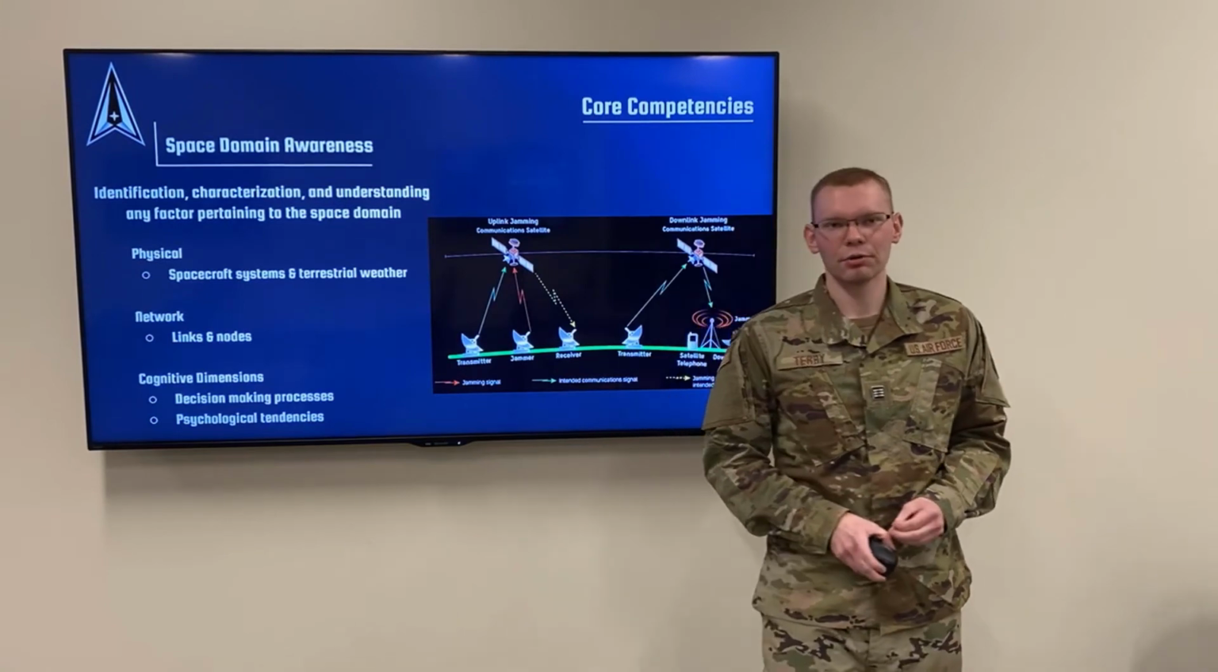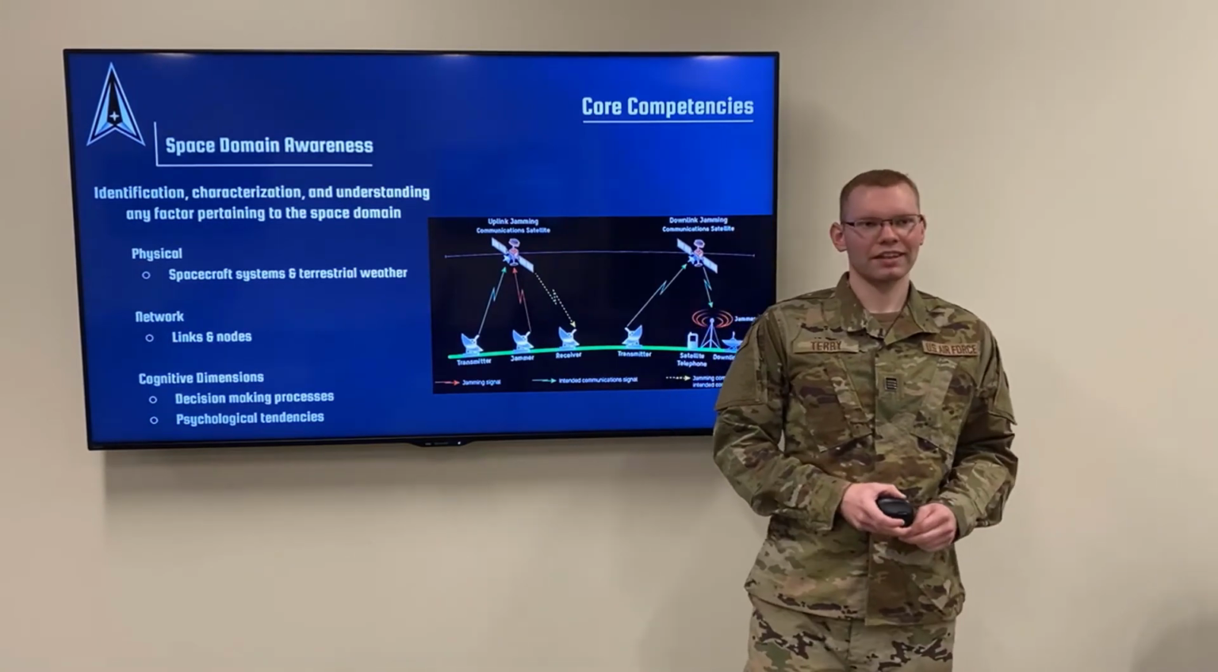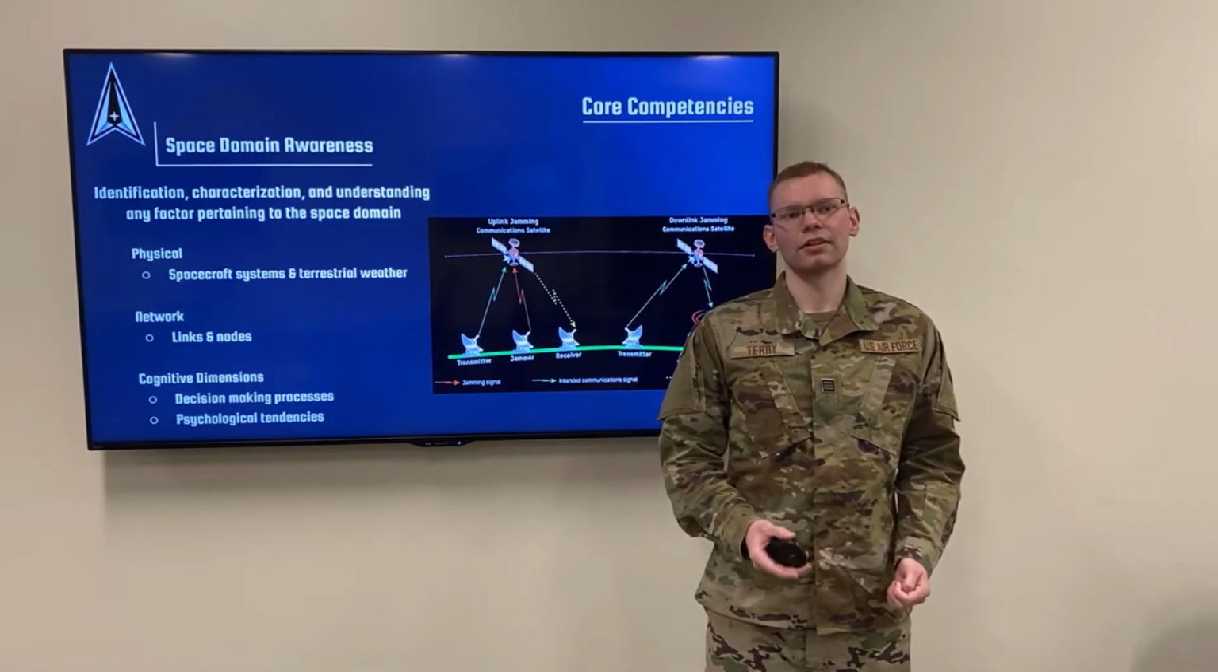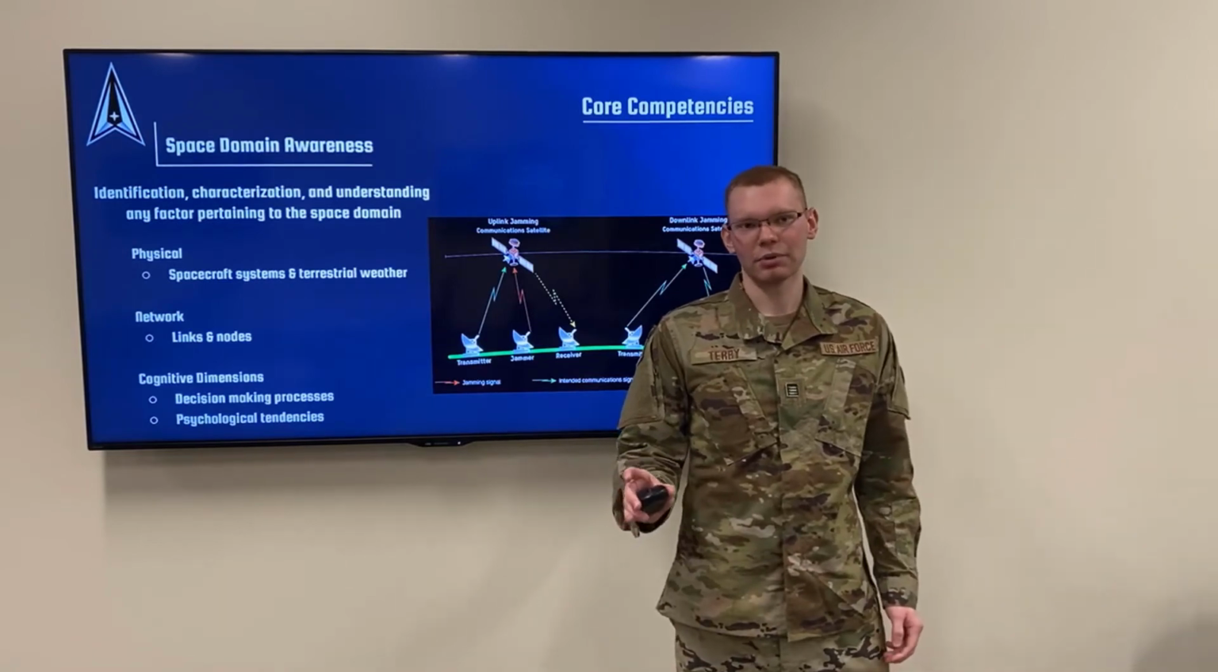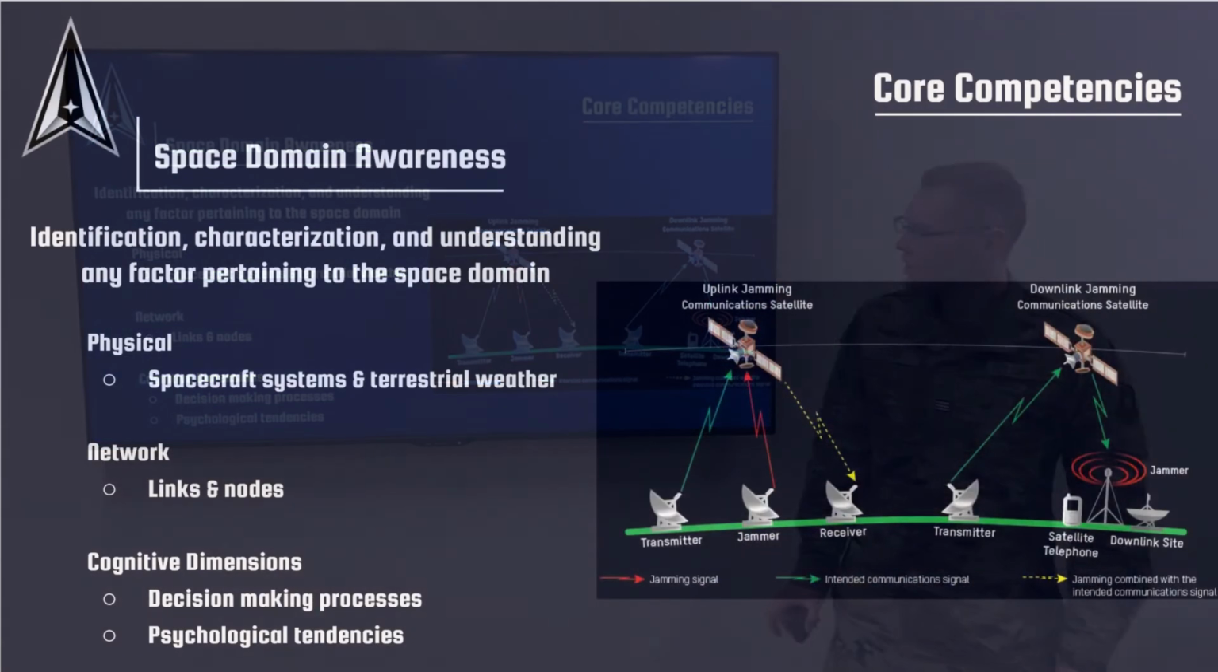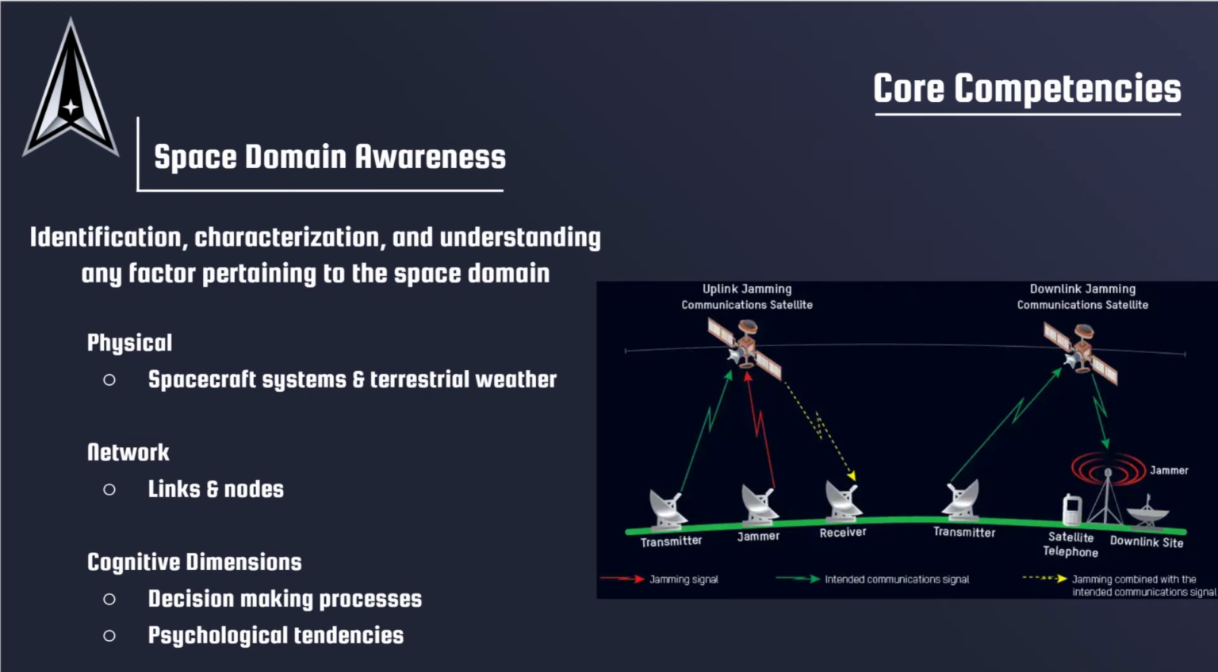Next, we have space domain awareness. So this is the identification, characterization, and understanding of any factor pertaining to the space domain. So we have three different dimensions that we will go into. The physical, which is the spacecraft and systems itself. The network, the links and nodes that connect satellites and the ground crews. And lastly, cognitive dimensions. What is the decision-making process and the psychological tendencies of you and the adversary that you're up against?